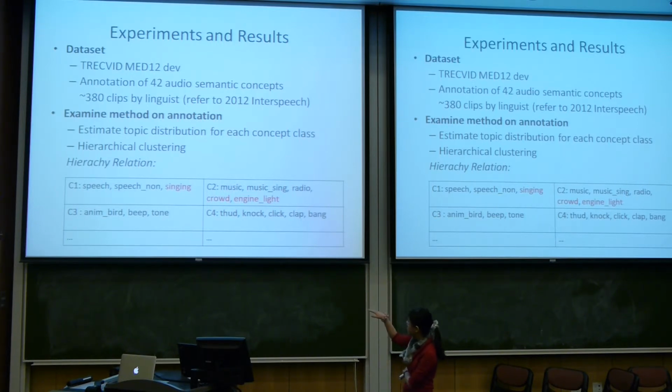We can say some of them are reasonable, but some maybe you cannot understand. But one thing that can be explained is, like crowd, why it will be grouped into the music class, because most of the sounds in multimedia data have overlapping. So maybe when there's the sound of a crowd of people, there's also background music.